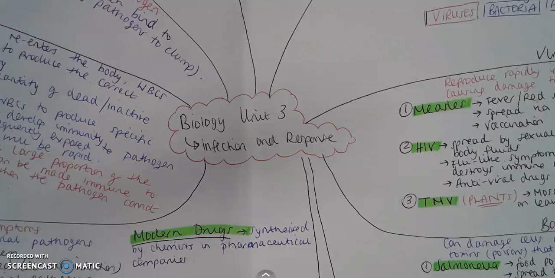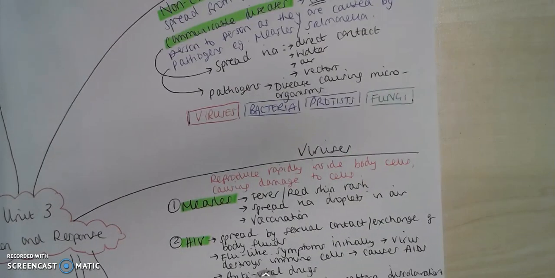Part of it is looking at the different types of pathogen and different diseases that they can cause. And then the other half is looking at the different ways in which the immune system can defend itself from pathogens.